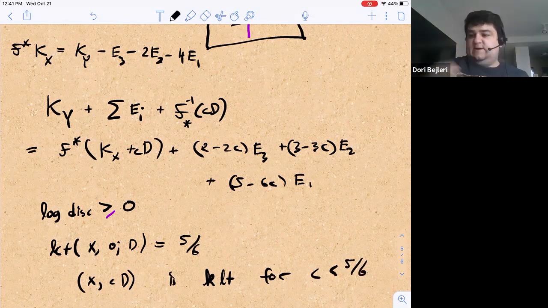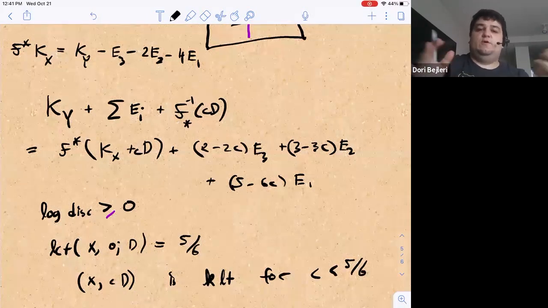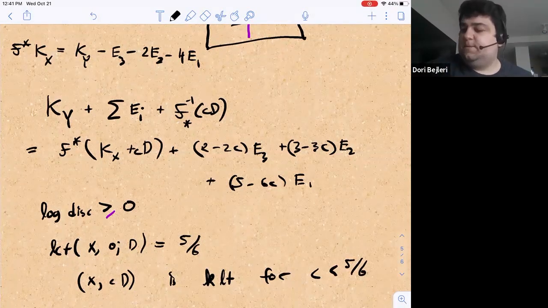And so we see here the cusp is a more complicated singularity than a node, and so it has a smaller log canonical threshold and a smaller range where it's KLT. So the more singular the divisor gets, the smaller coefficient you need to make it KLT.